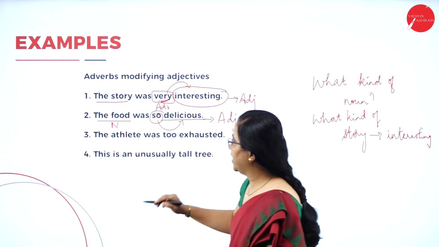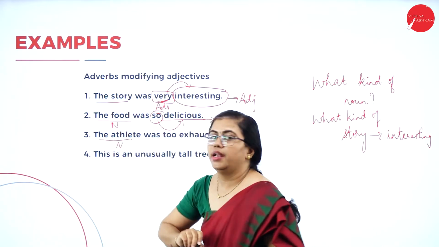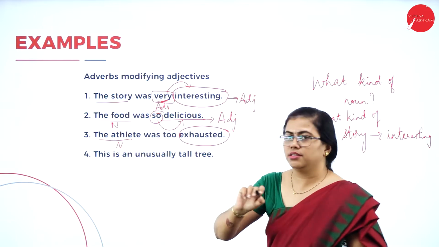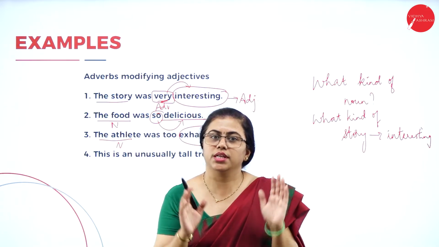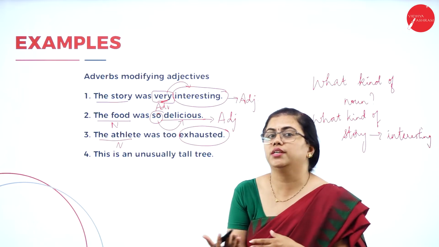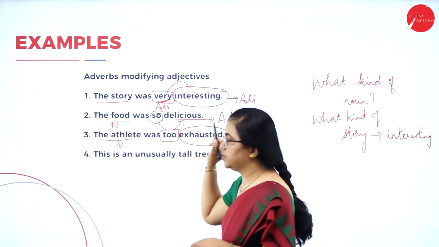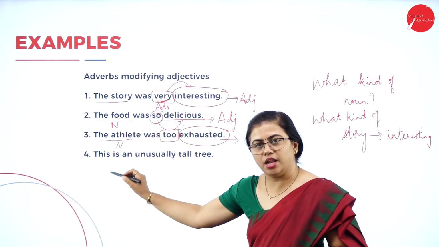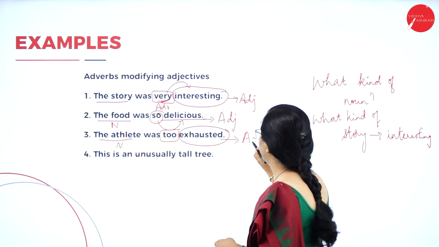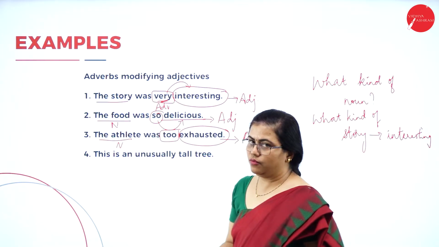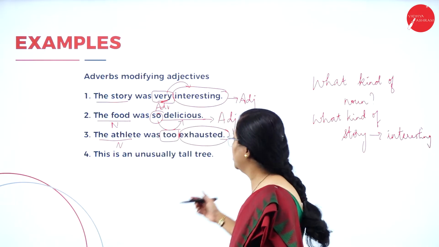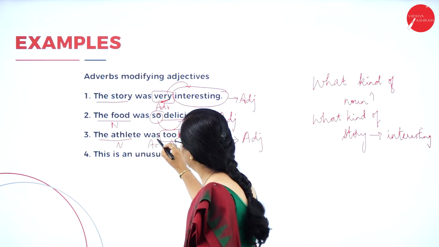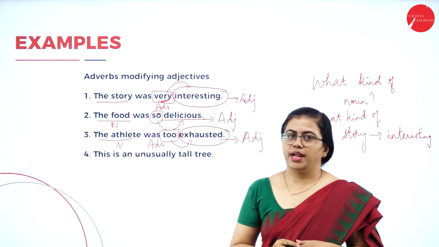Okay, let us go for another example. Athlete, which is a noun in the sentence. What kind of athlete he was? He was an exhausted athlete. He had lost all his energy. How exhausted was he? He was too exhausted. So exhausted is describing the word athlete, which is a noun. Hence, exhausted becomes an adjective. And how exhausted he was, the word too, T-O-O, is actually describing the word exhausted. So, too becomes an adverb. Fine.